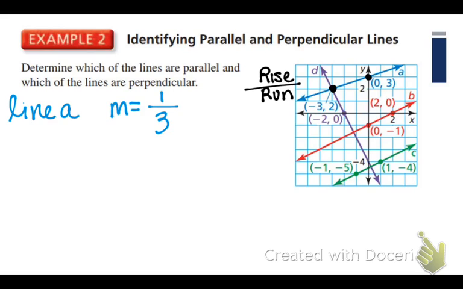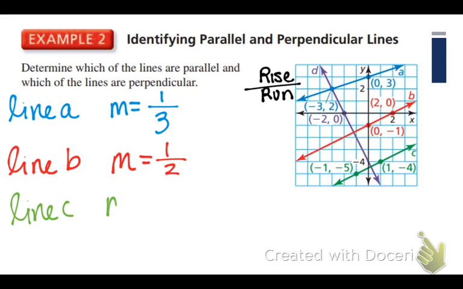Next one, line B. We need to focus. All right, what 2 points? We got 2, 0 and 0, negative 1. So we do go up 1 and then over 1, 2. So up 1 over 2, what will that slope look like? 1/2. 1 on top because it's the rise. 2 on the bottom because it's the run.